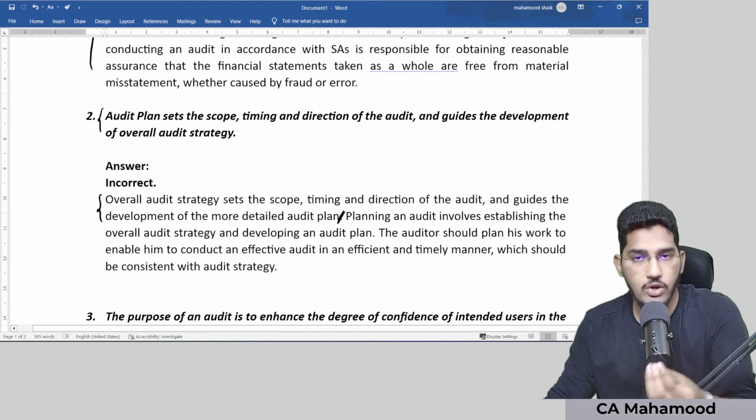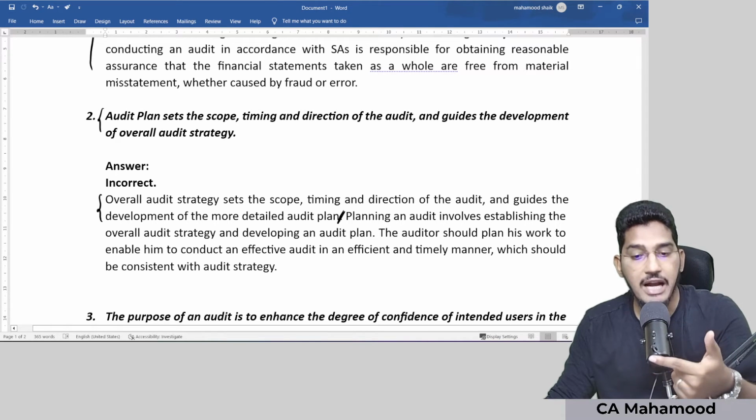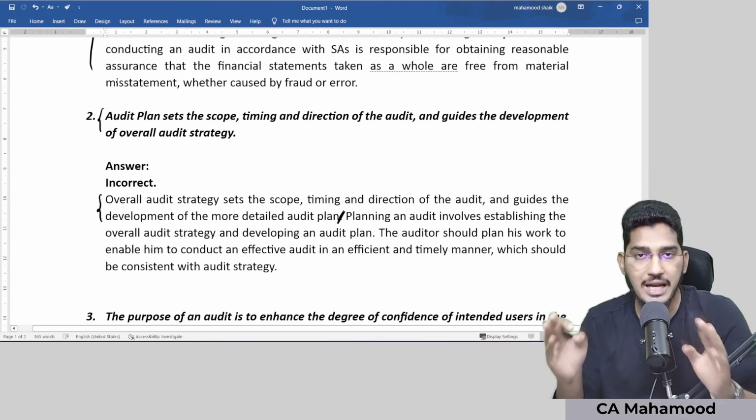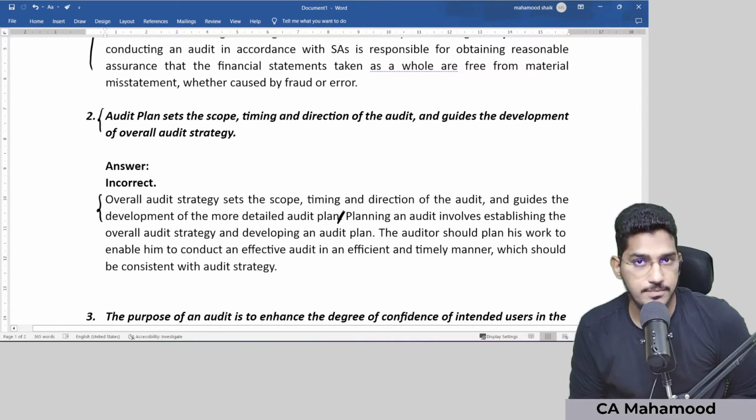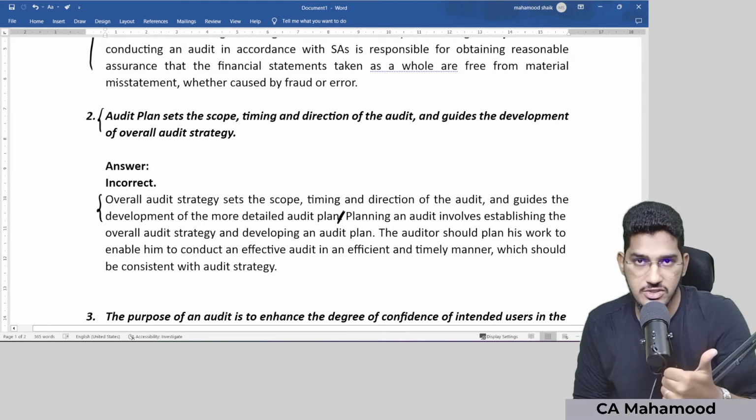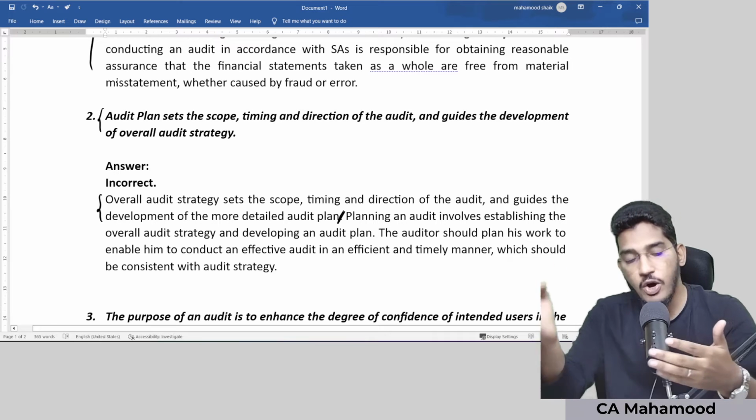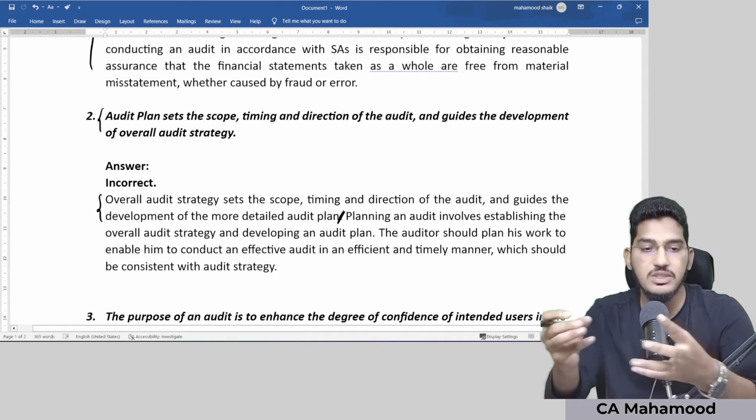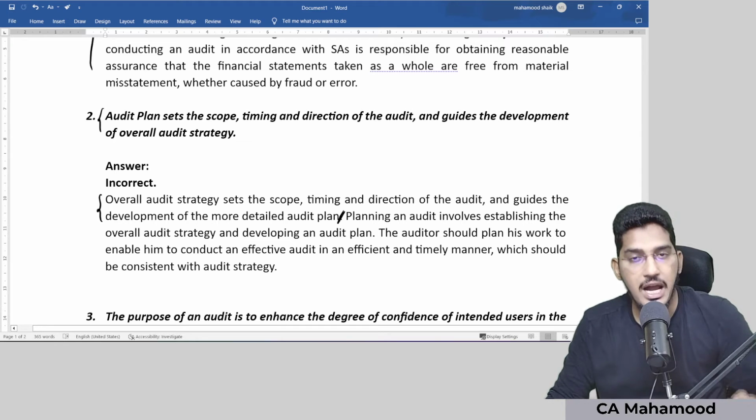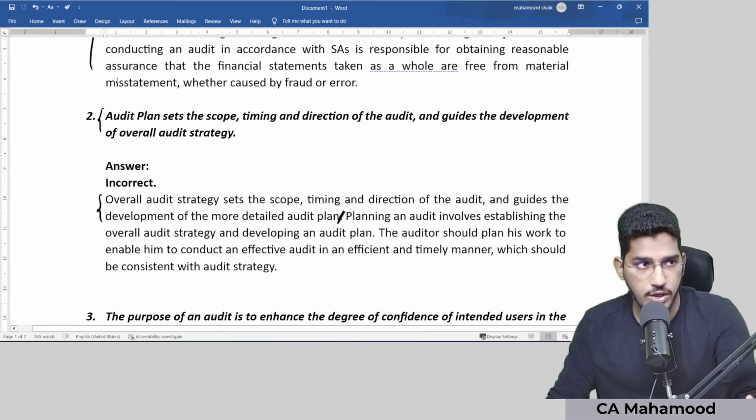As we all know, planning an audit involves first establishing the audit strategy, then we have to develop the audit plan. And for doing a proper audit, we should plan our audit, and that plan should be consistent with the audit strategy. So first you should establish the audit strategy that will set the scope, timing and direction in the development of the audit plan, and on the basis of that audit strategy, we will develop an audit plan which is consistent with the audit strategy. And both development of audit strategy and audit plan are responsibilities of the auditor. So like this, add 2-3 relevant sentences.